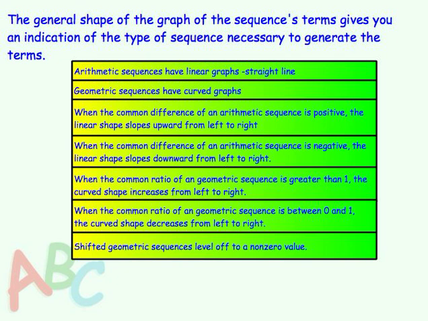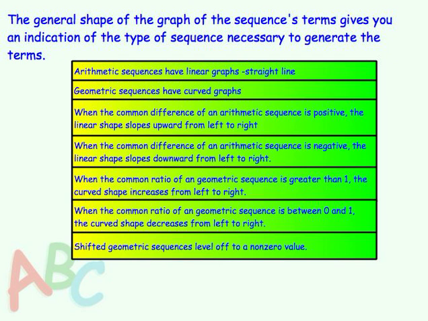I just want to summarize this lesson. The general shape of the graph of the sequence terms gives you an indication of what type of sequence is necessary to generate the terms. So for example, an arithmetic sequence has a linear graph. What that means is it is a straight line. A geometric sequence has a curved graph. Same thing if it was a shifted geometric sequence.